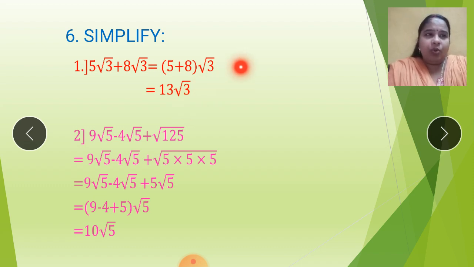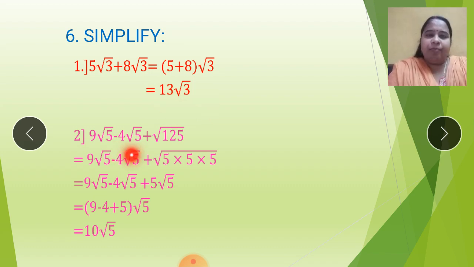Do not make the mistake of writing 13 root 6. Many intelligent students add this also, root 3 plus root 3. Please do not do that. That has to be taken common, and only the integer part is to be added. So the answer is 13 root 3. Okay. See the next question.